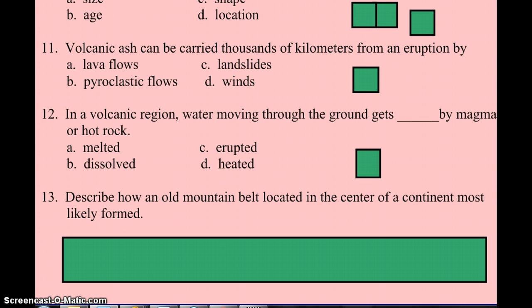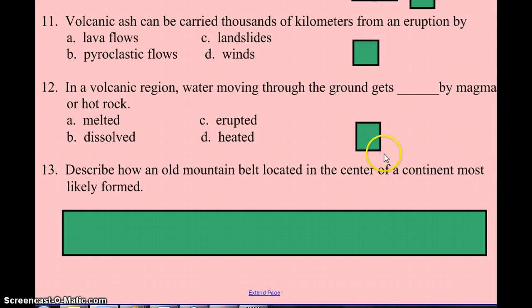Number 12, in a volcanic region, water moving through the ground gets blanked by magma or the hot rock. Water gets melted, water gets dissolved, water gets erupted, or water gets heated. I think there's really only one that stands out, that's heated.